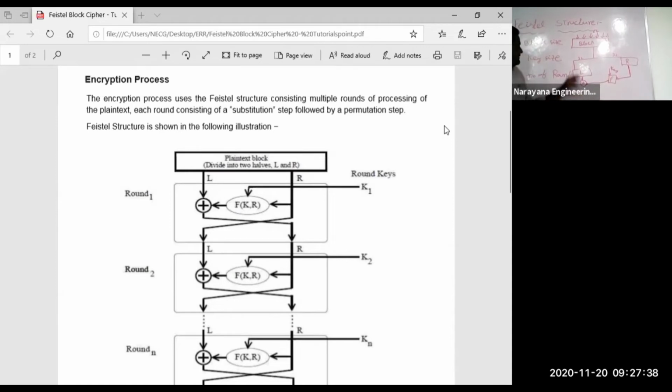And the left part will be considered as the 32 bit plain text left part. So definitely, after applying the round function to the right part, you get a certain 32 bit portion. Once again you apply the exclusive OR operation with the left part.